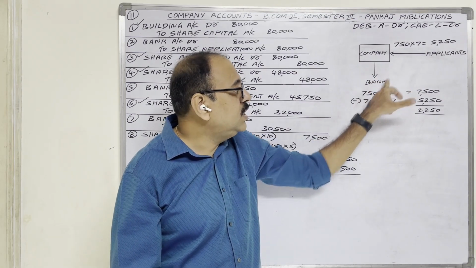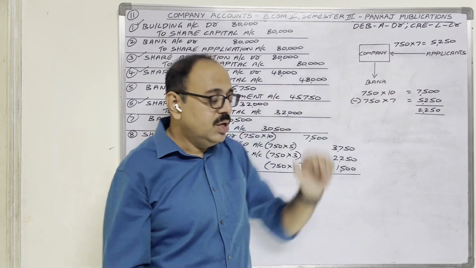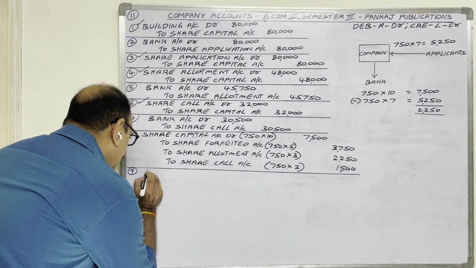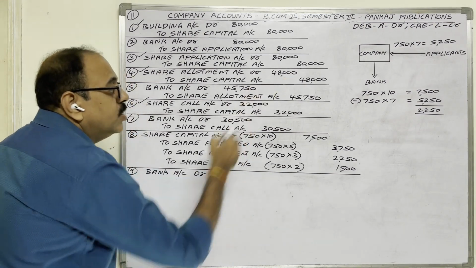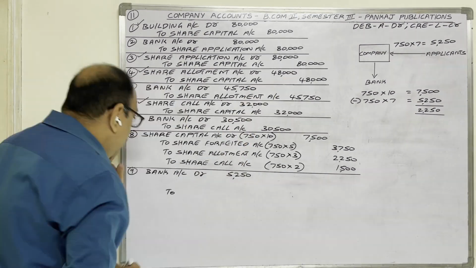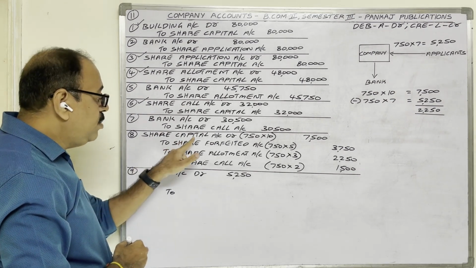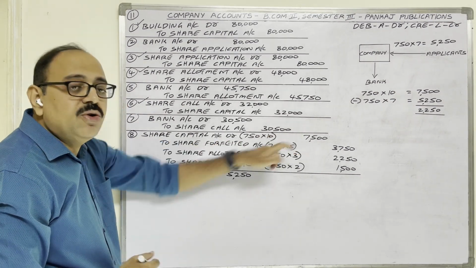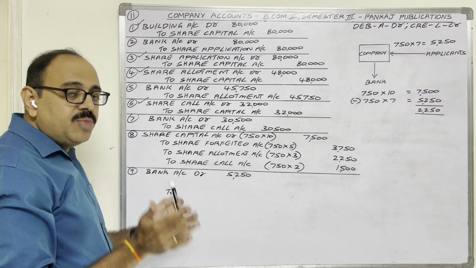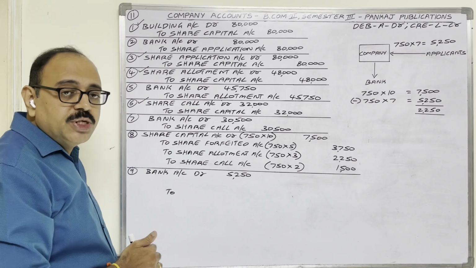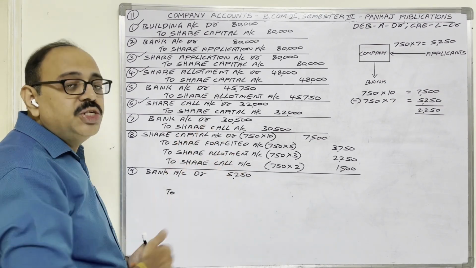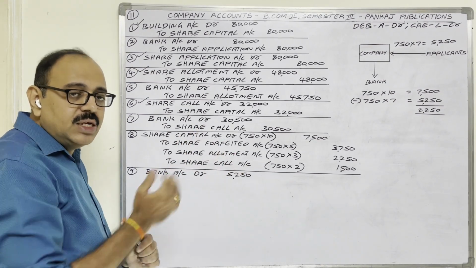So bank is a receiver for 5,250. Therefore, as per personal account rule, debit bank account with 5,250 rupees. In forfeiture entry, we have debited share capital account with 7,500. Means from total share capital money, we have cancelled 7,500 rupees now. Now these shares are again issued. Means again capital is increasing.